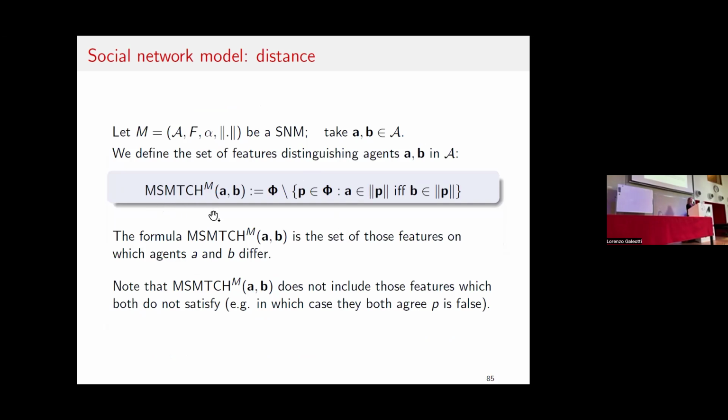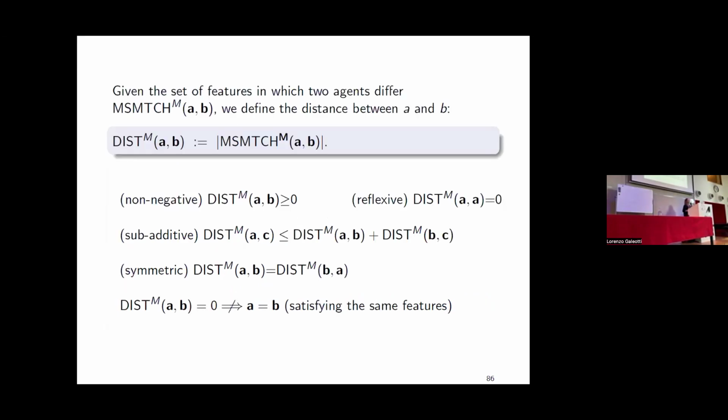So I determine this using a formula, I call it the mismatch between A and B, which is the set of all atomic sentences minus the set of sentences on which they are the same. So all those P's such that A has property P if and only if B has property P. That allows me to determine the mismatch between A and B. And of course, I have to make sure that the mismatch is less or equal than alpha to trigger adding a new friend to my social network. You can take the cardinality of that mismatch set, and that will give you a number. It's the distance between two agents A and B.